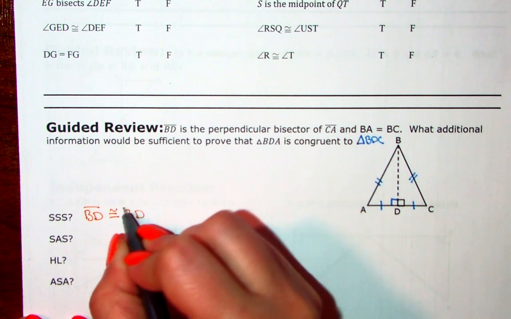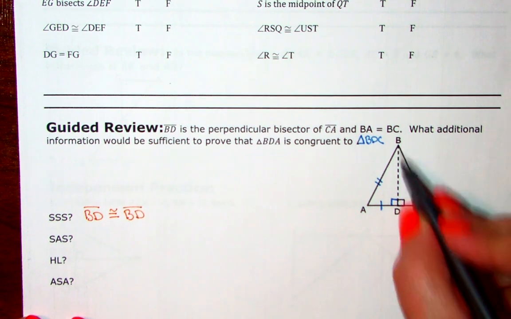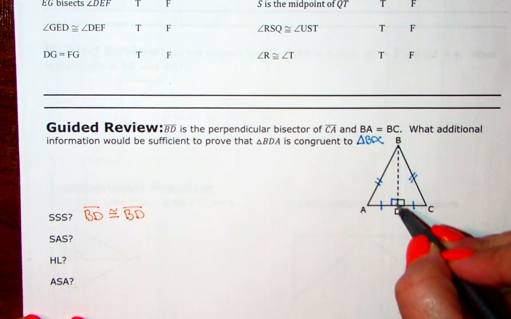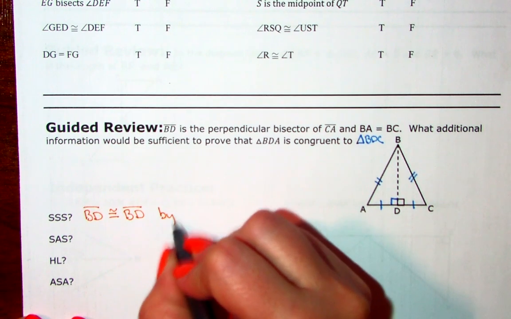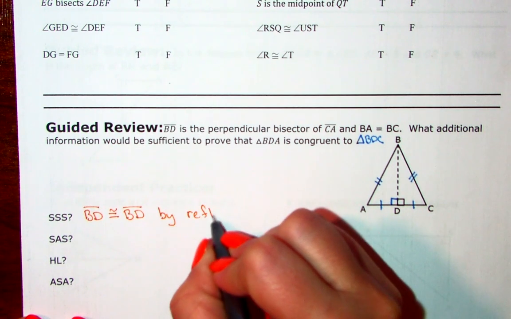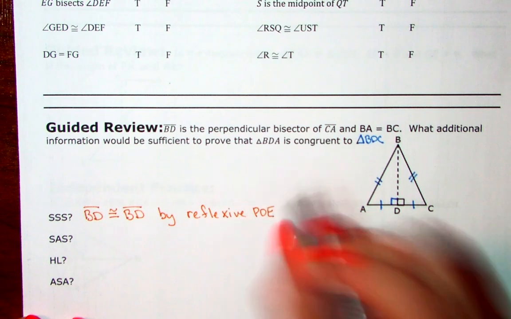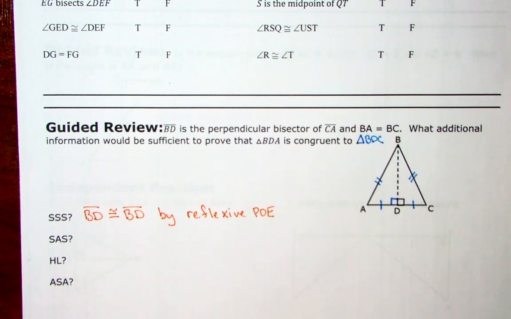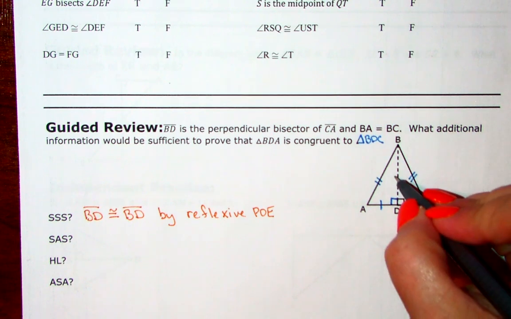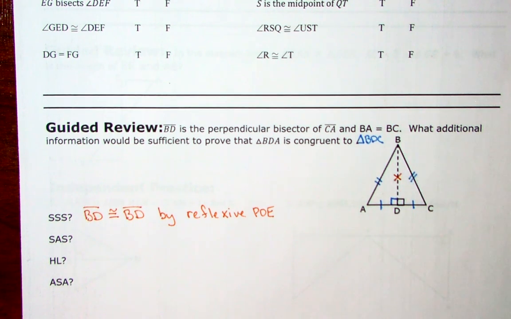needs to be congruent to itself. And what property is that called when you say something's congruent to itself? We say by the reflexive property of equality. Okay? So that's so that we can get that segment to be equal to itself.